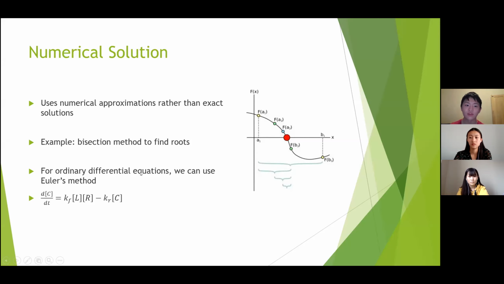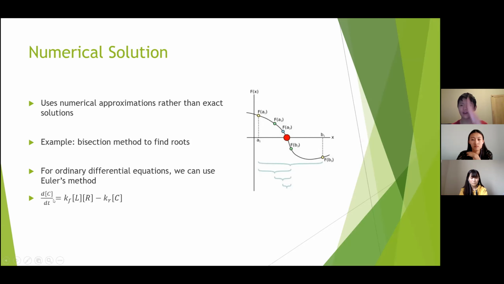And in this case, we can do something similar with what's called Euler's method, which is a way of solving ordinary differential equations. The idea behind Euler's method is that even though you can't find this rate of change directly, you know how much ligand you have at the beginning, and you know how much receptor you have at the beginning, and you know how much complex you have at the beginning. So you can calculate how fast the complex changes as a function of time instantaneously.